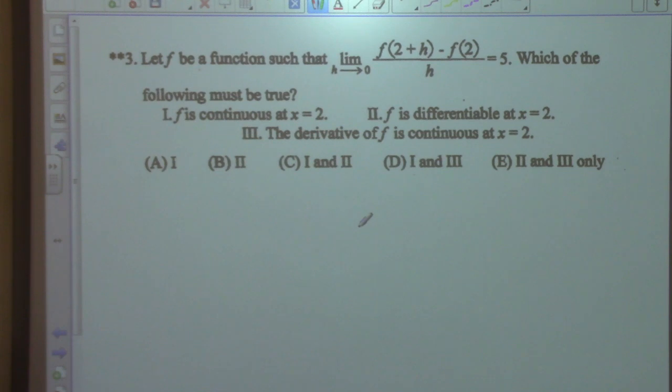What do you think? What was the question? Okay, is f continuous at x equals 2? I'm going to go with yes. Okay, yes, why is that? No clue.